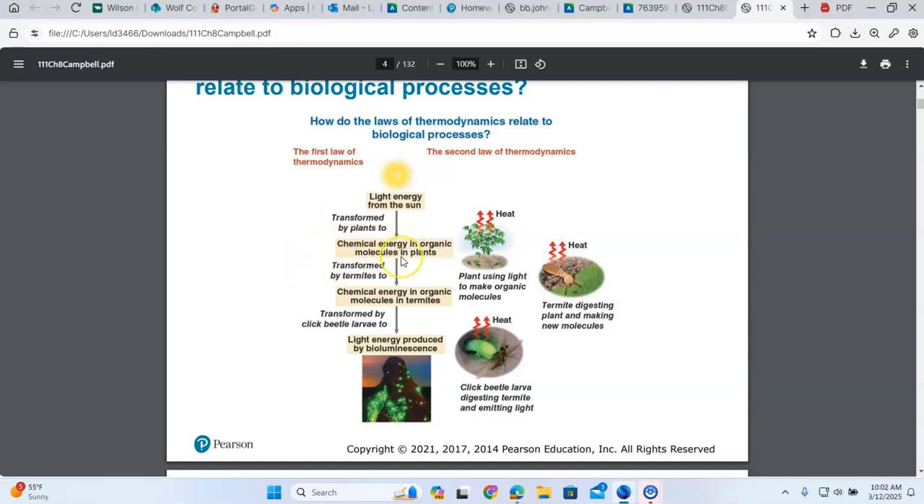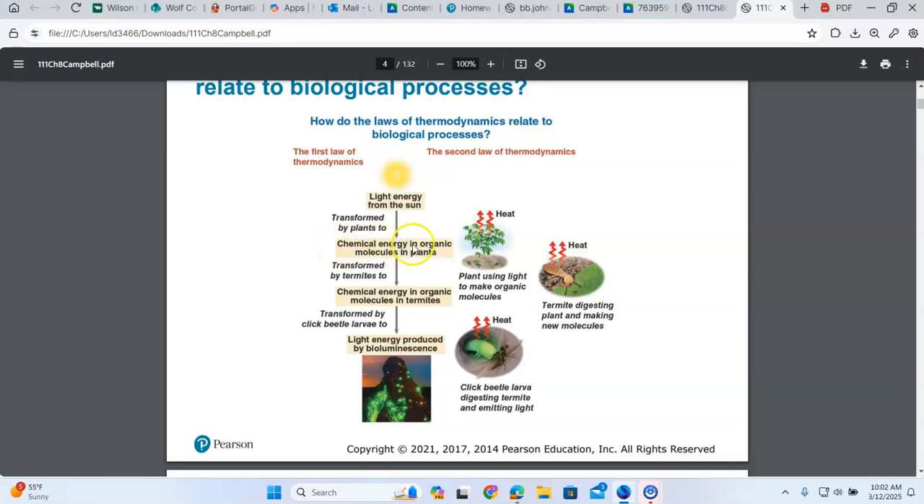Then that chemical energy is transformed into another form of chemical energy. Basically, in plants, the light energy from the sun is converted into chemicals called ATP and NADPH. That's what is meant by chemical energy.